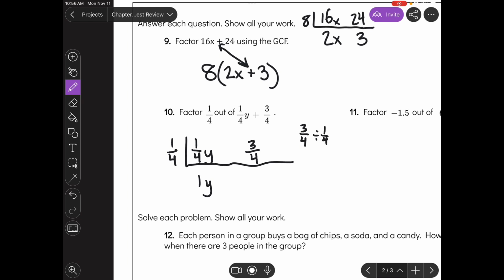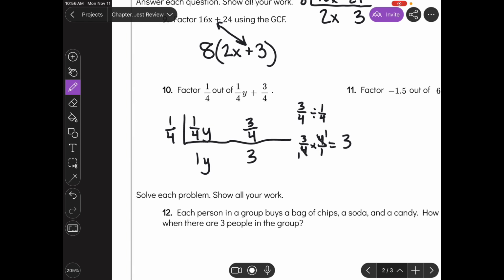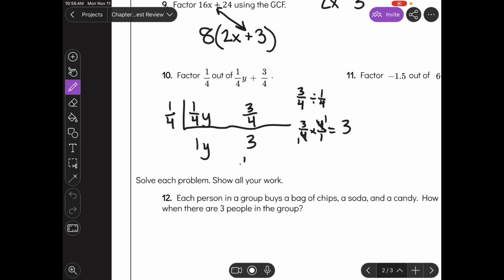This is going to be a multiplying by the reciprocal situation. Both of these will cancel into 1, and I get 3. Or we can think to ourselves, how many 1/4 are in 3/4? That would be 3. Simplifying this down, I get 1/4 outside with 1y plus 3 on the inside.